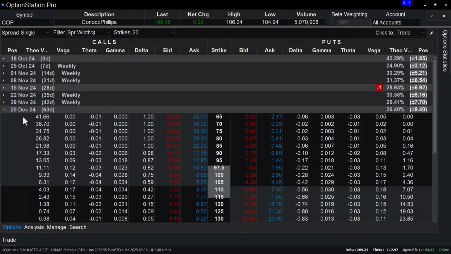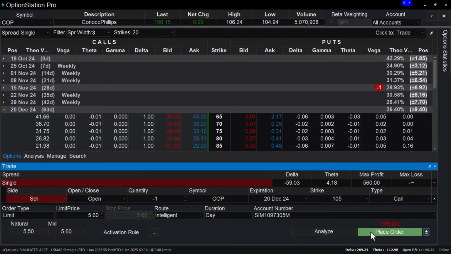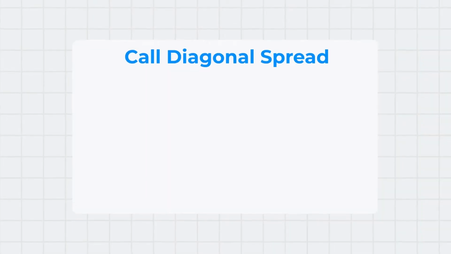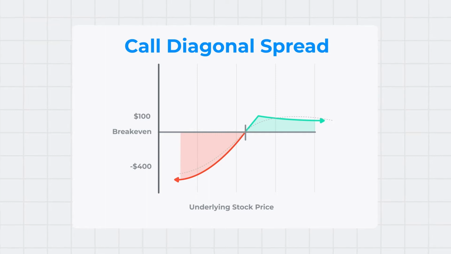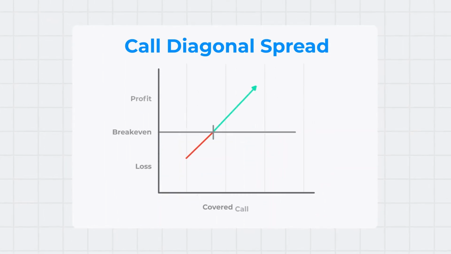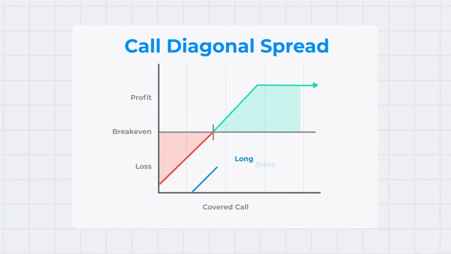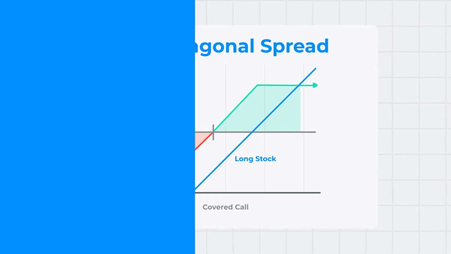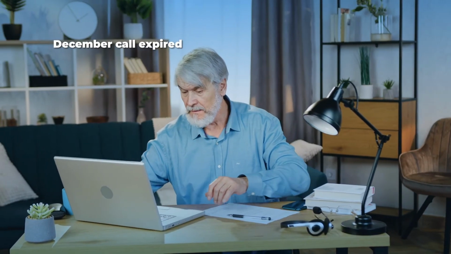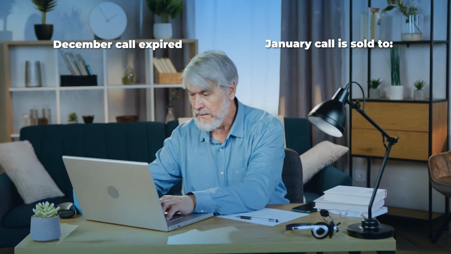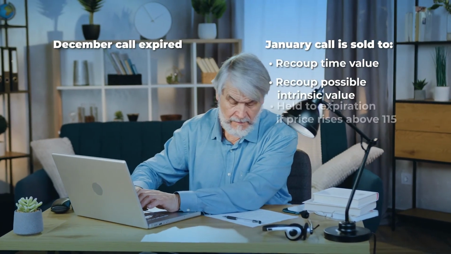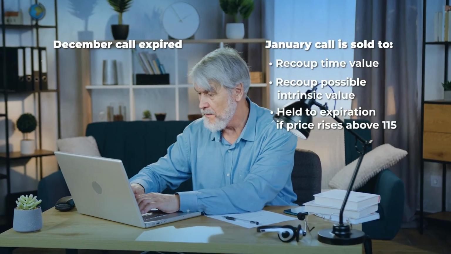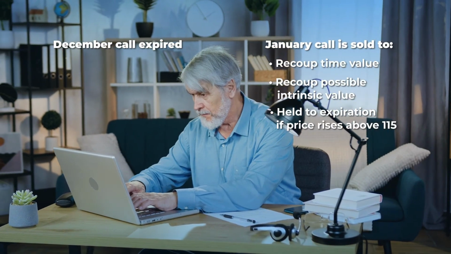We could sell a lower or higher strike depending on the premium and our expectations of future price movement. The call diagonal is sometimes called the poor man's covered call. It can be used similarly, substituting a long call for long stock at a reduced cost. Once the December call expires, the January call could be sold to recoup time value and possible intrinsic value, or held to expiration if COP's price rises above 115.